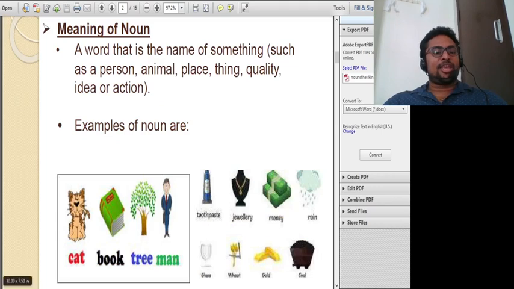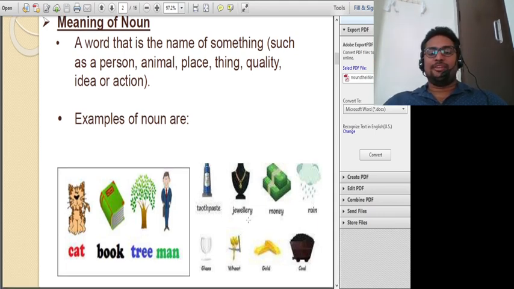Cat becomes a common noun. Book becomes a common noun. Tree becomes a common noun. If I say Nilgiri tree, hibiscus tree, if I mention a particular name, that becomes a proper noun. Book, Ramayana is a proper noun, and book is a common noun. Cat, we have many cats. If I mention a particular name of a cat, that becomes a proper noun.